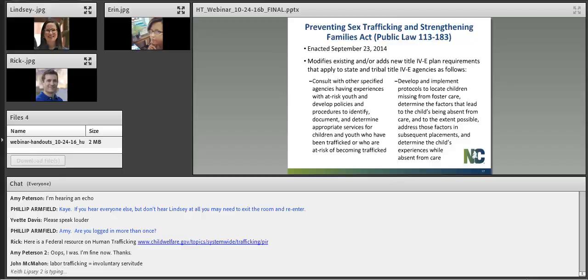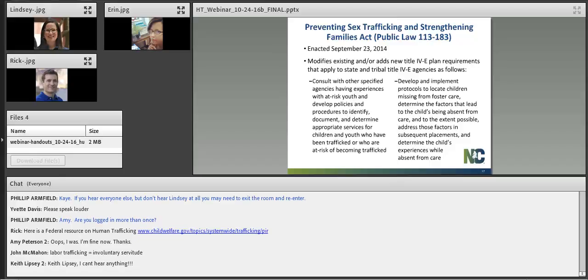This law specifically had some provisions around the State Child Welfare Agency consulting with other specified agencies who have experience with at-risk youth or youth who have been trafficked or at risk of becoming trafficked, to identify policies and ways that the child welfare system can respond, and to identify those youth who have been victims or are at risk and determine appropriate services for those children and youth, as well as to develop and implement protocols to locate children who are missing from foster care. And I'll talk a little bit more about how that policy has changed in North Carolina later this morning. But just as a quick note, that piece of the legislation also includes some requirements around data collection as it relates to youth who run away from foster care or are otherwise absent from foster care.